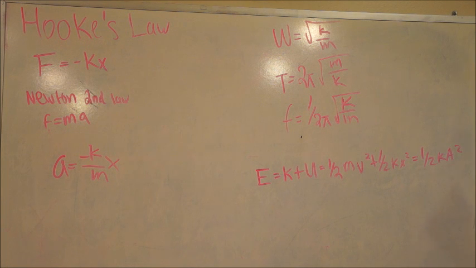You can also combine Hooke's law with Newton's second law to get a equals negative k over m times x, in order to find equations for angular velocity, period, and frequency for a mass on a spring. Angular velocity is equal to the square root of k over m. The period is equal to 2 pi square root of m over k, and the frequency is equal to 1 over 2 pi times square root of k over m.